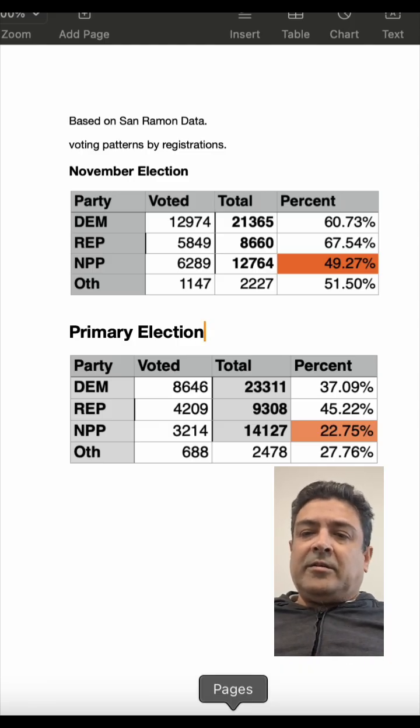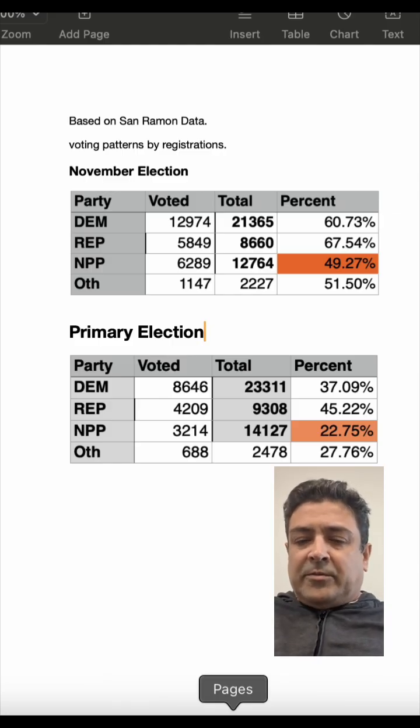Republican and Democrat both have an option, so they will go and vote for their candidates. But in the primaries, or even the regular election, if you don't have an option, you're not very keen on voting. And a lot of my friends I have spoken to who are no party preference are not really much aware about the primary election as well.